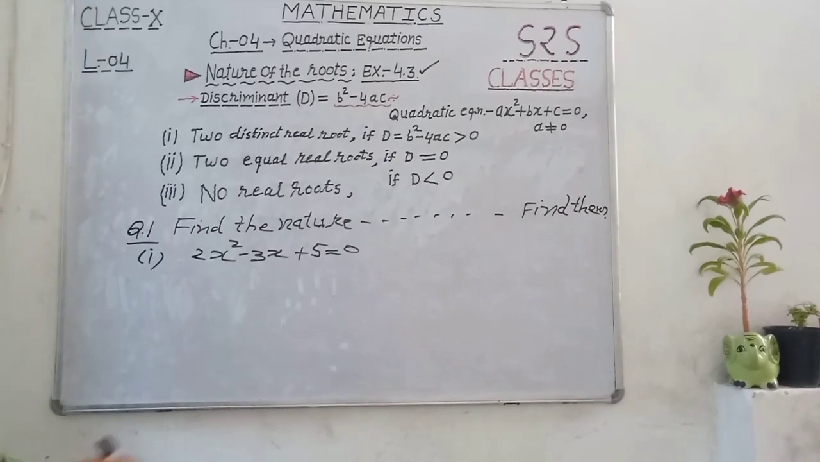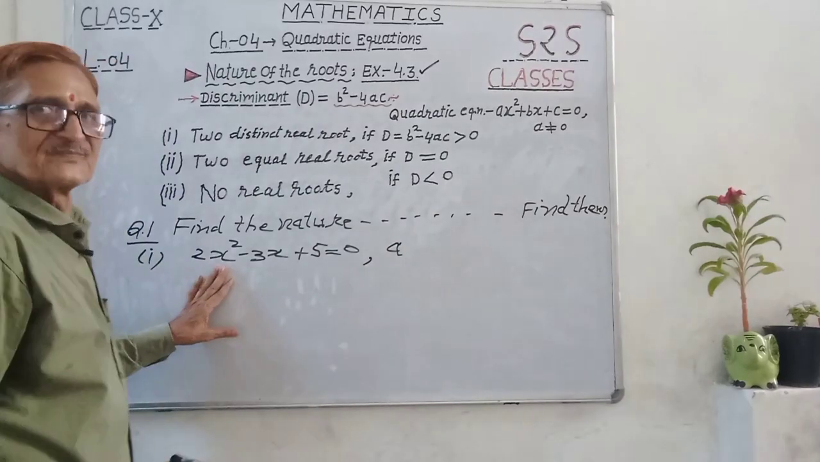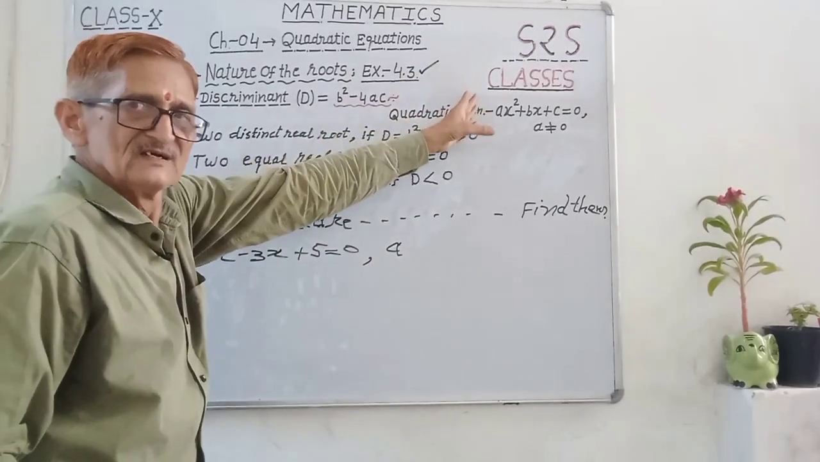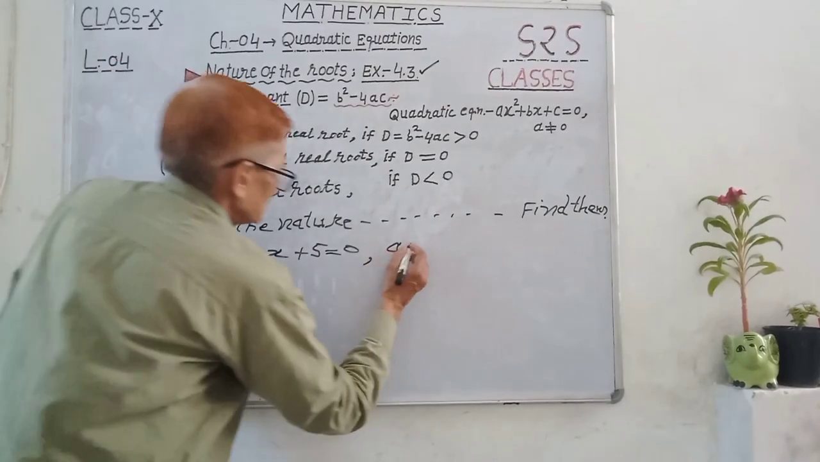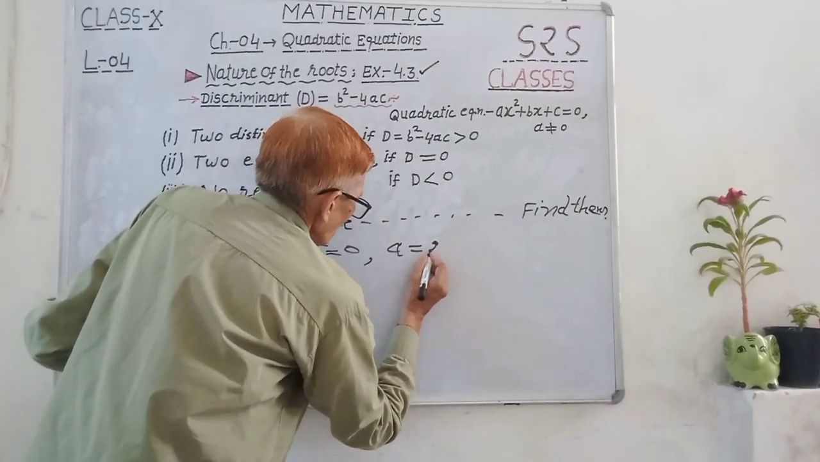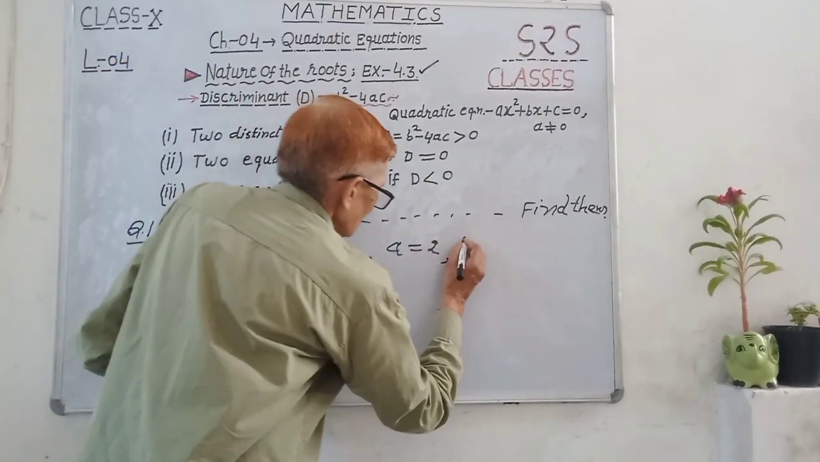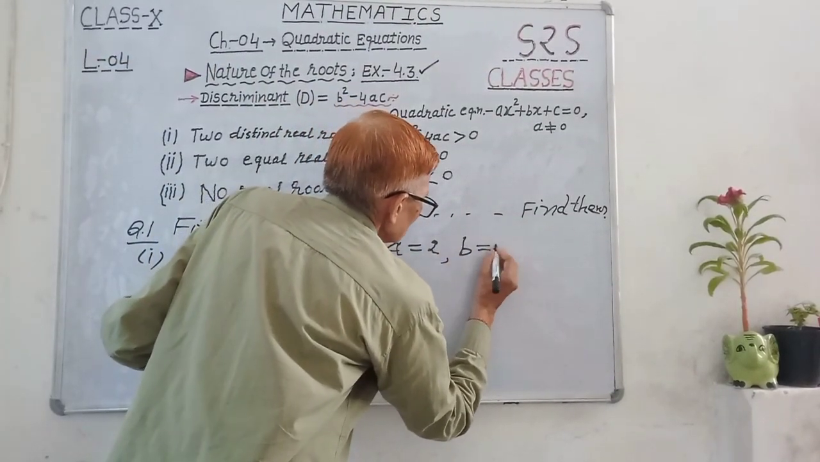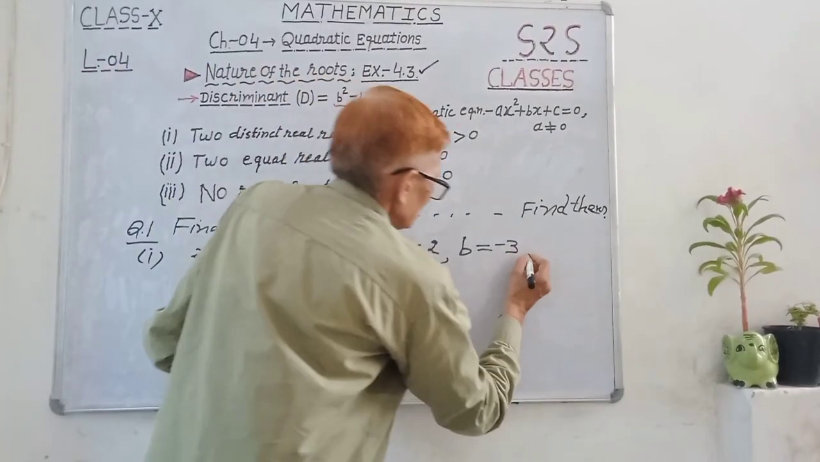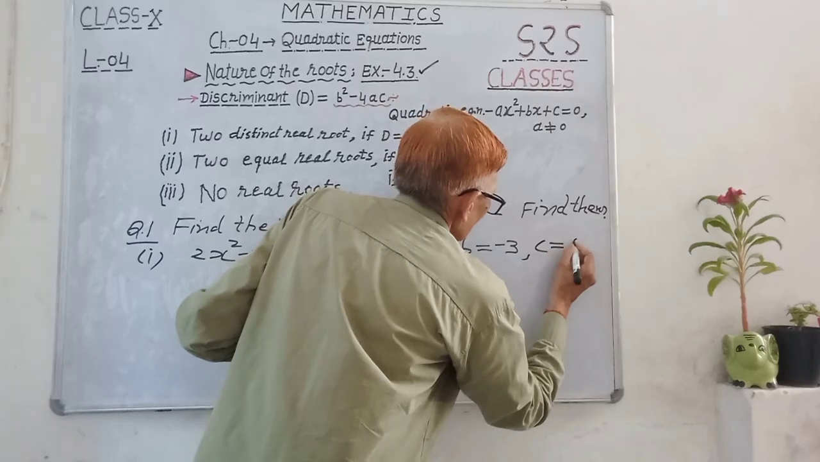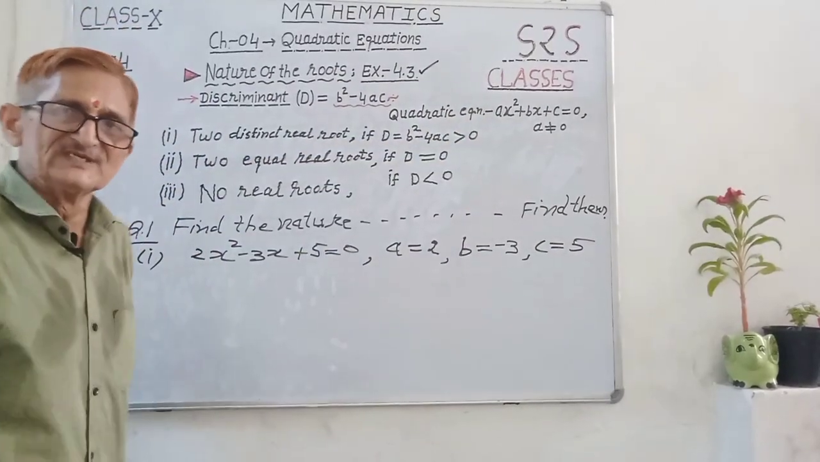Now you see here, what is the value of a? We should write by comparing with ax square plus bx plus c equal to 0. a is the x square coefficient, that is 2. What is b? The coefficient of x, minus 3. So the b value is minus 3, and the constant term is plus 5, so the c value is equal to 5. So compare with the standard quadratic equation and write the a, b, c values.